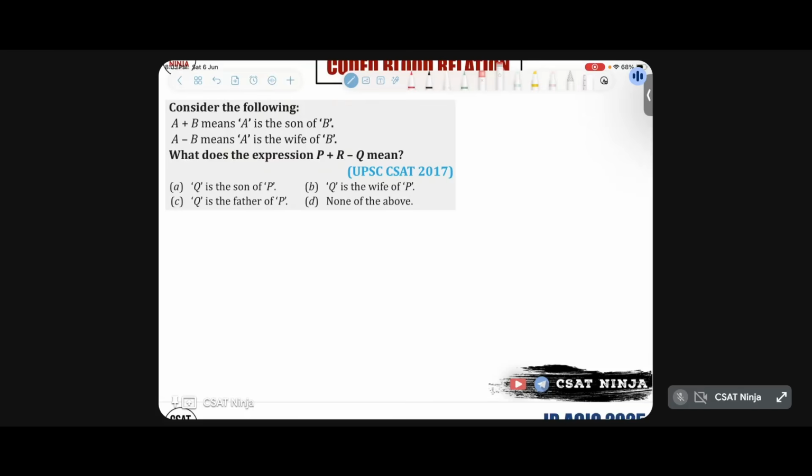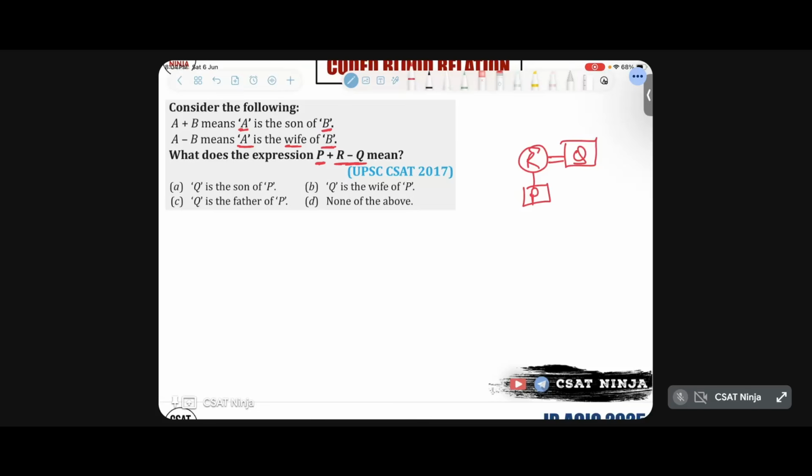After that, let's move on to the question. P plus R. Plus means that the first one is the son of the second one. That means P is the son of R. Next, minus means A is the wife of B. That means the first one, R, is the wife of the second one, Q. That means Q is the husband there. There is no illegal relation, so Q is the husband there.